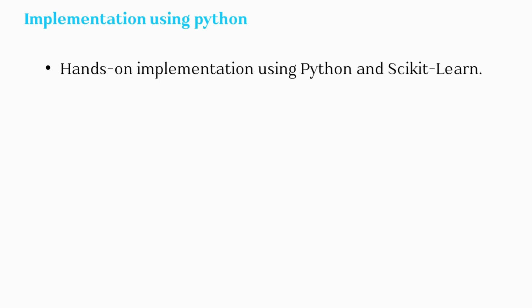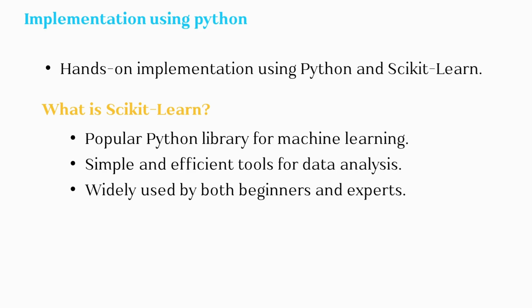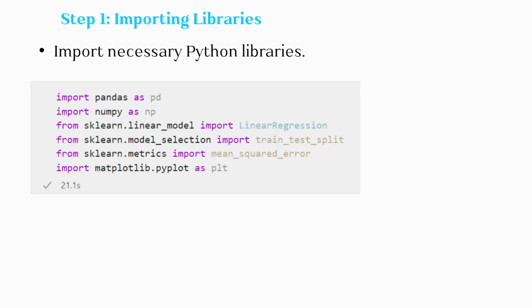This powerful library makes it easy to apply machine learning algorithms with just a few lines of code. Before we implement linear regression, let's take a moment to understand what scikit-learn is and why it's so popular. Scikit-learn, also known as Sklearn, is a powerful and easy-to-use Python library for machine learning. It offers simple and efficient tools for data analysis and modeling, making it a go-to choice for both beginners and experts.